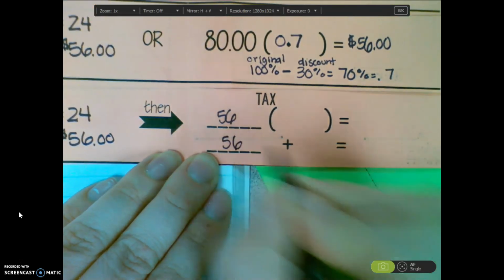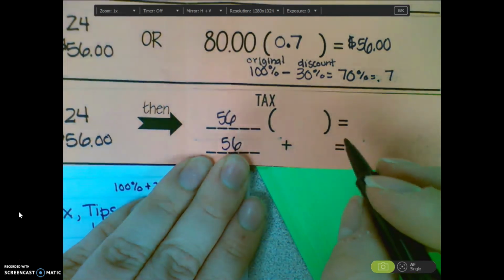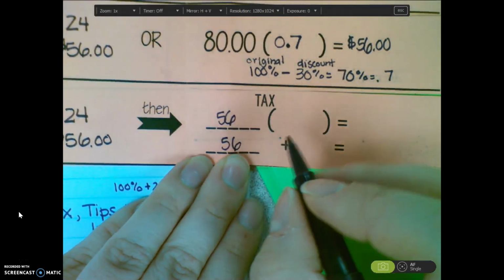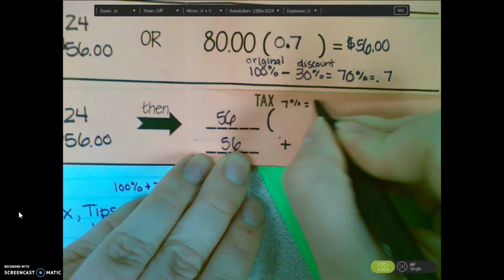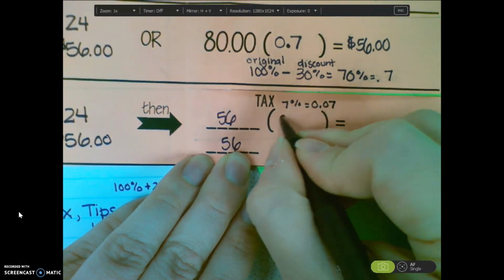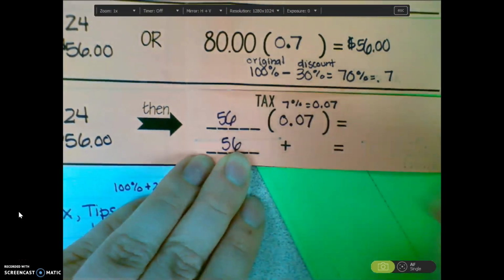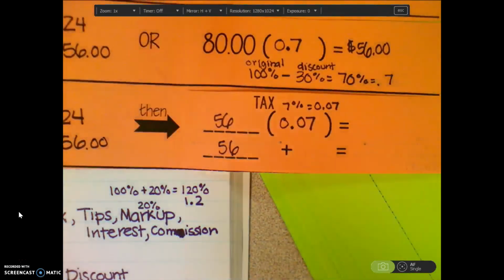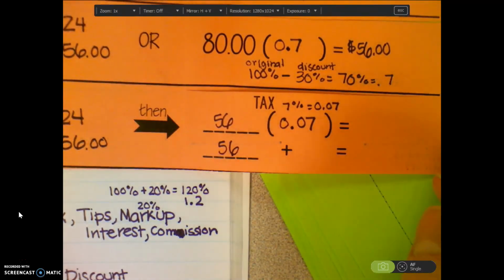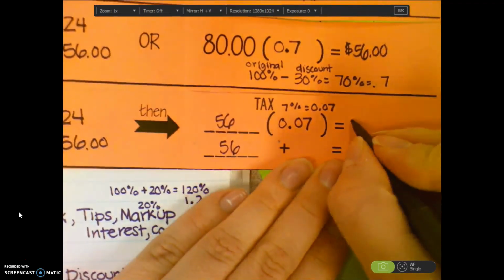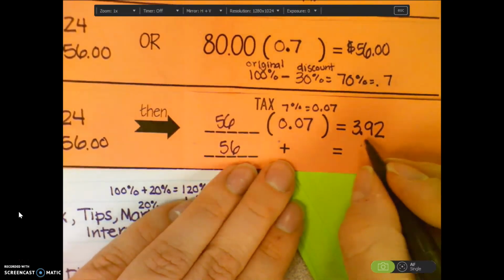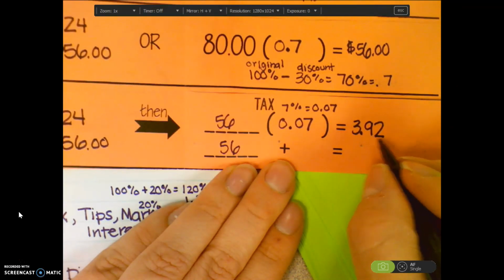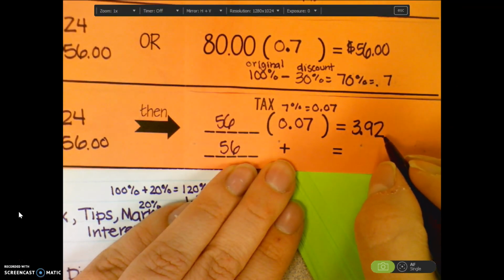So how do I find the tax? If I'm going to do this in 2 steps, like the first method, I'm going to take 7%, so 0.07, make sure you move that decimal place over twice, and 0.07 times 56 is $3.92. If it's not 2 decimal places, because we're dealing with money, you should round to the hundredths. Make sure you're rounding appropriately.